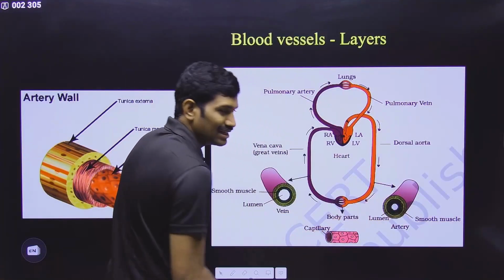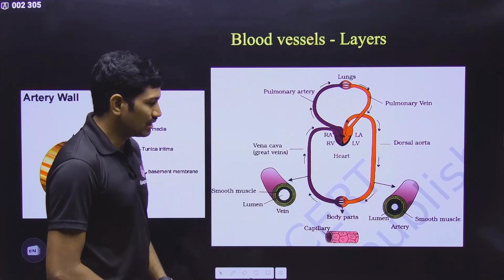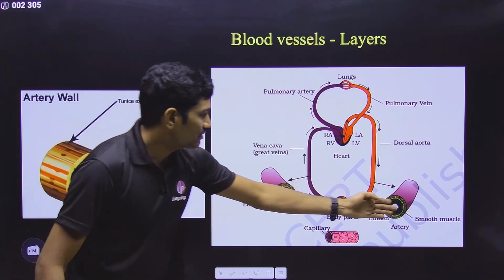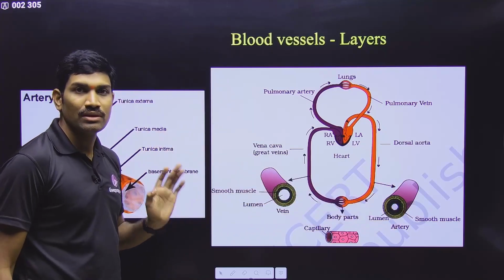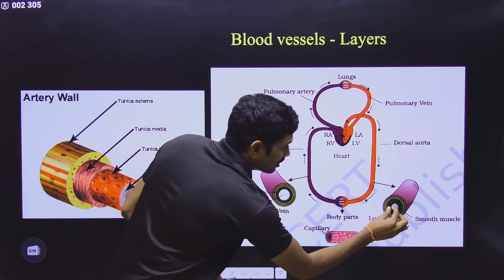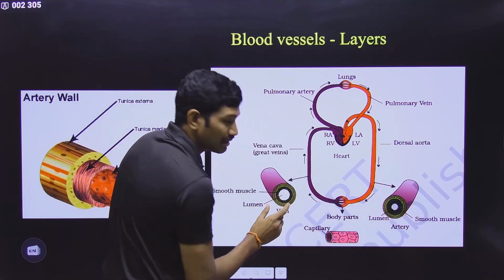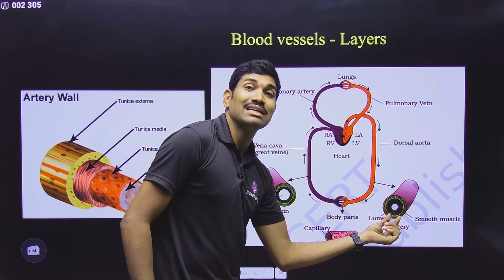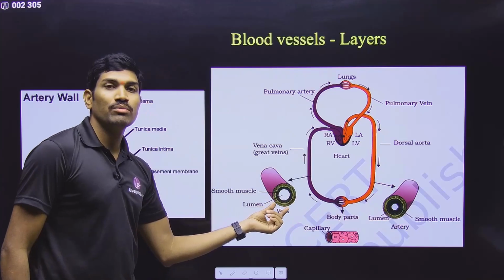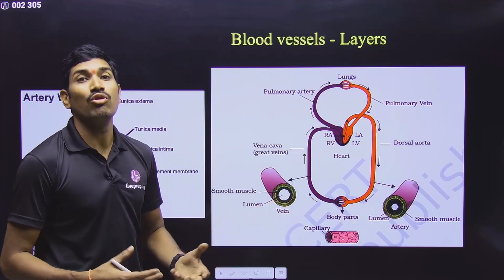This is the artery diagram they have given. This is the vein diagram they have given. Walls, if you see, the same 3 layers of the wall are present here also. But if you are observing the lumen diameter, observe this point, very, very important. The lumen diameter for the artery is less, whereas the lumen diameter for the vein is more.